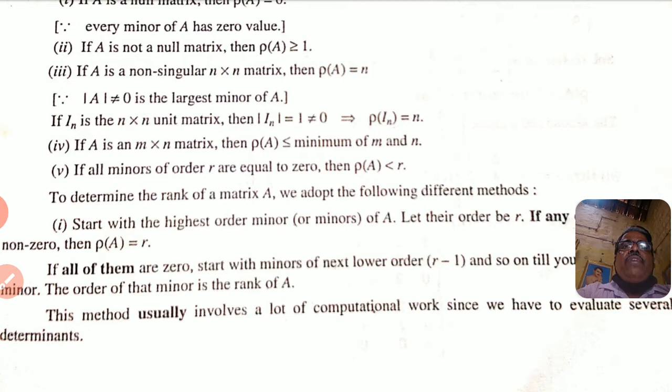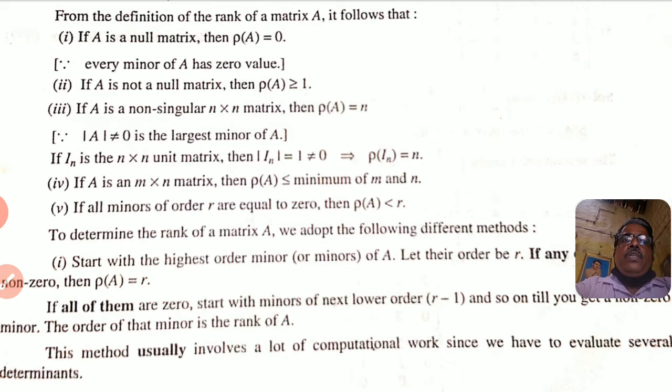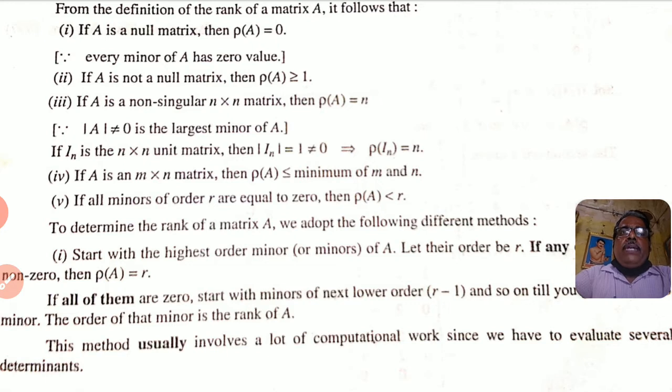Next, fourth one we have, if A is an m cross n matrix, then rank of A is less than or equal to minimum of m and n. Suppose A is a matrix of order 3 cross 4, then rank of A is always less than or equal to minimum of m and n. So here m is 3, n is 4, 3 cross 4. The minimum among 3 and 4 is 3. So therefore the rank of the matrix is less than or equal to 3.